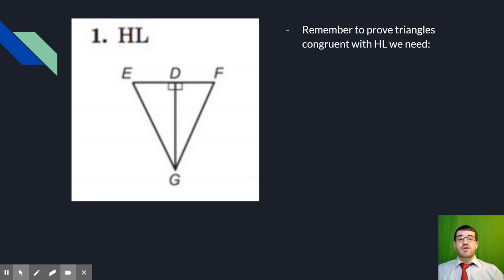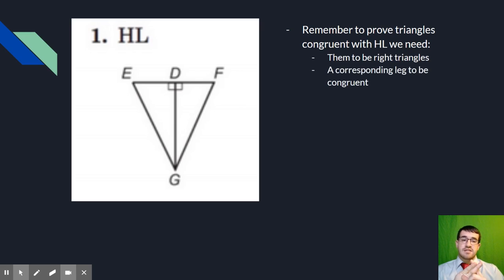Now remember, in order to prove triangles congruent with HL, we have 3 conditions we have to meet. First, we need them to be right triangles. Secondly, we need a corresponding leg to be congruent. And third, the hypotenuses have to be congruent.